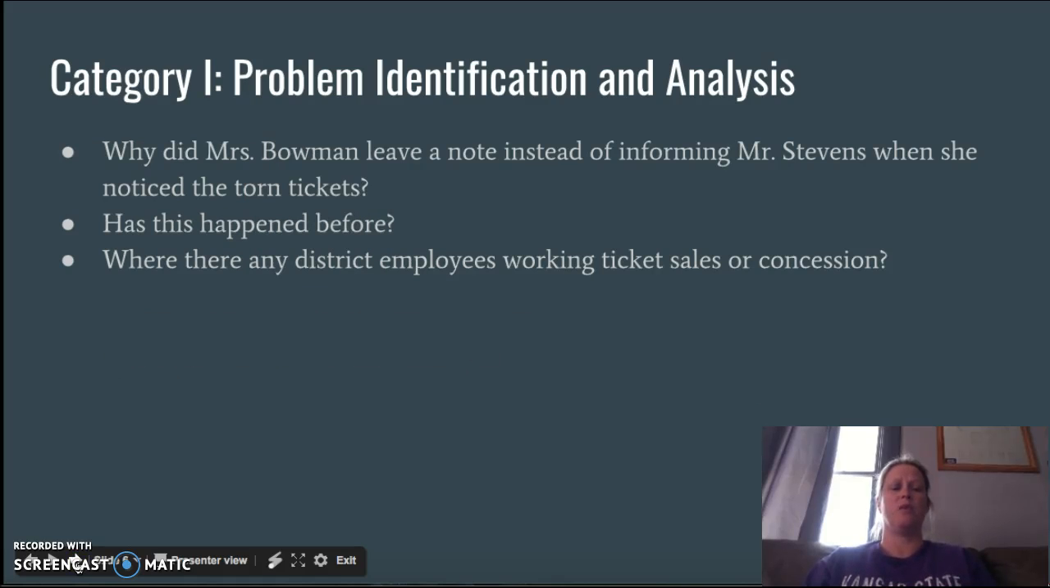Also, what I would like to know is why did Mrs. Bowen leave a note instead of informing Mr. Stevens when she noticed the torn tickets? That sounds kind of strange that she would just leave a note and not talk with him directly, based on having pre-numbered tickets. That would kind of put things out of balance, and I would think that that would be something that she wouldn't be one to be reliable for. Has this happened before? If it has, what procedures were put in place to prevent it from happening again? Were there any district employees working ticket sales or concessions? I know he relies heavily on parent volunteers, but why not have employees help with that?